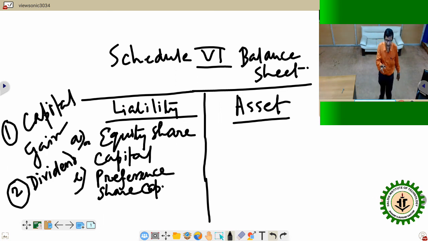Now, one catch is there. If the company wants to declare equity dividend, they must pay preference dividend first, then they will declare. As I told, for 3 years the company may not pay preference dividend. But for those 3 years, the company will never be allowed to declare equity dividend. So that is the difference between preference share and equity share.